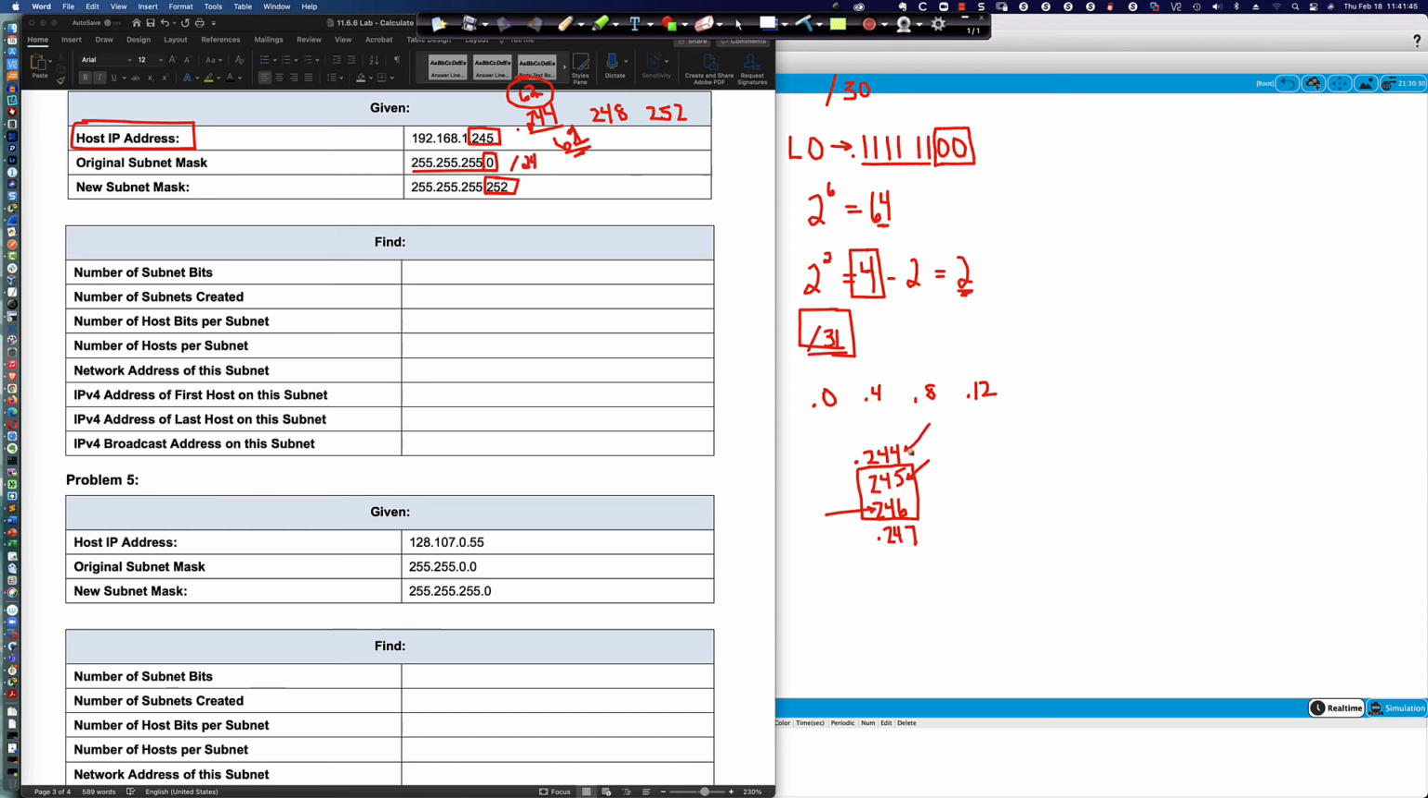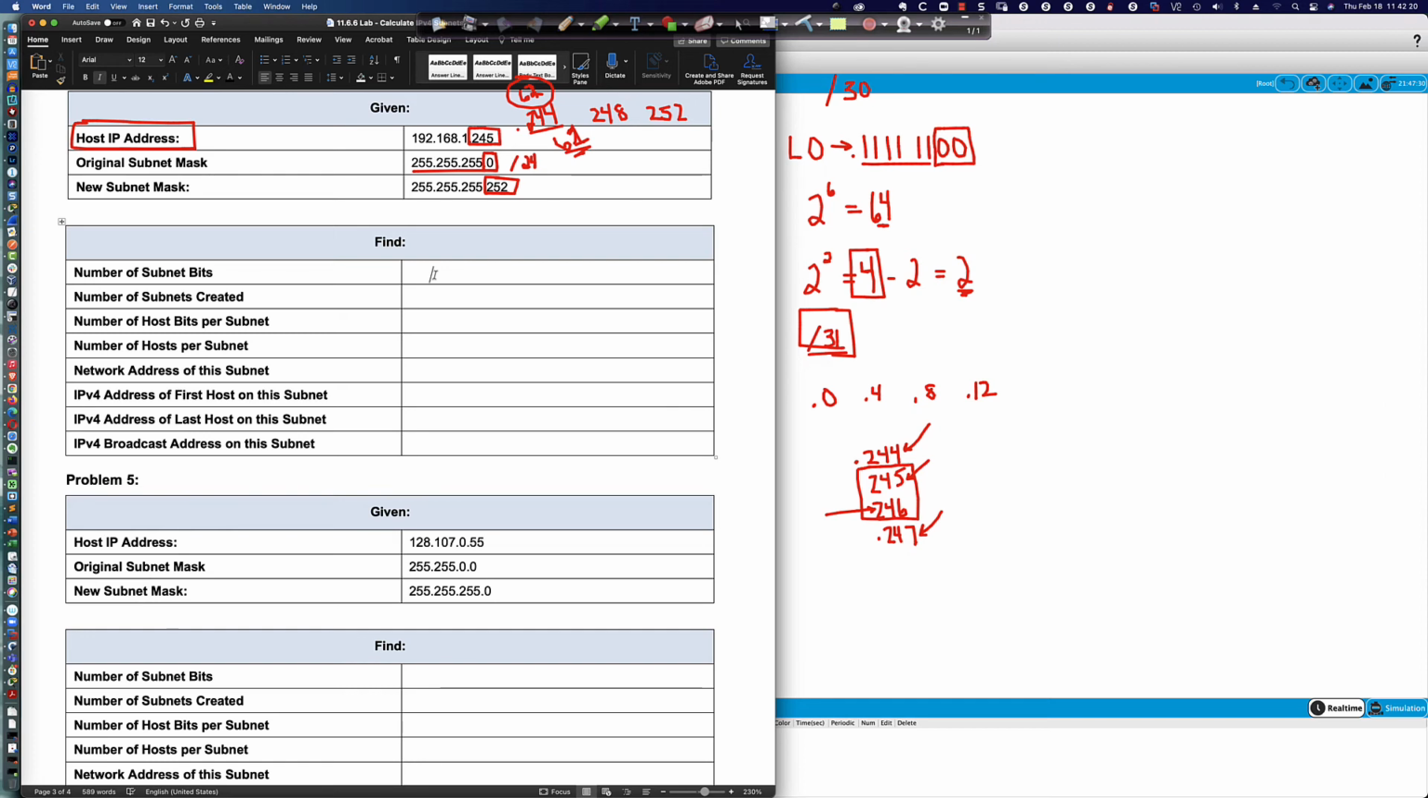And the subnet ID is always even. Always, always, always even. Your broadcast address will always be an odd number. Always. So subnet ID always even. First usable IP always odd. Last usable IP even. Broadcast address always odd. Again, always, always, always when we're subnetting. And so we've got our answers right here. Again, this one was a little bit easy, but that's okay.